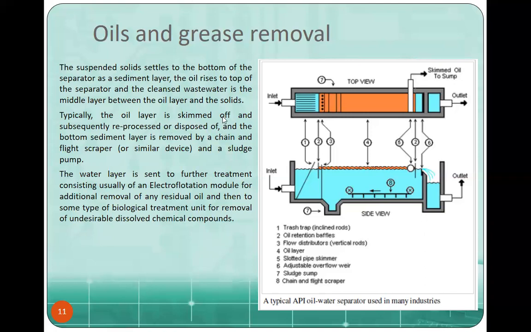Typically, the oil layer is skimmed off and subsequently reprocessed or disposed of, and the bottom sediment layer is removed by chain and light scraper. Ito. And a slab pump, kung meron pang nahulog dyan. So the water layer is sent to further treatment consisting usually of an electroporation module for additional removal of any residual oil and to some type of biological treatment unit for removal of undesirable dissolved chemical compounds.